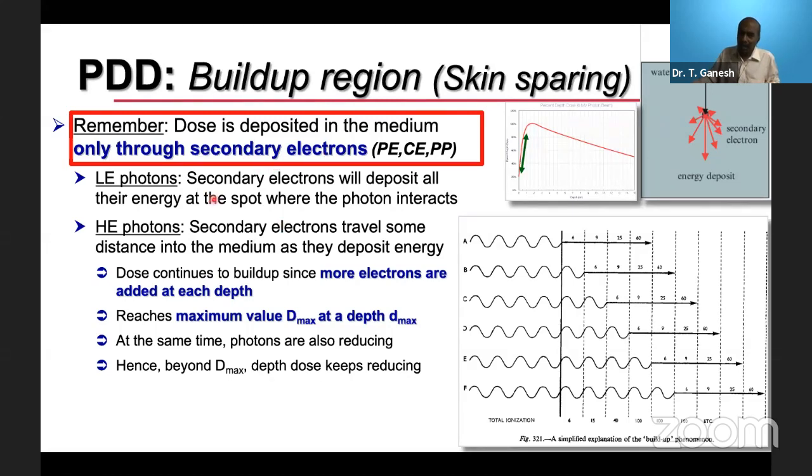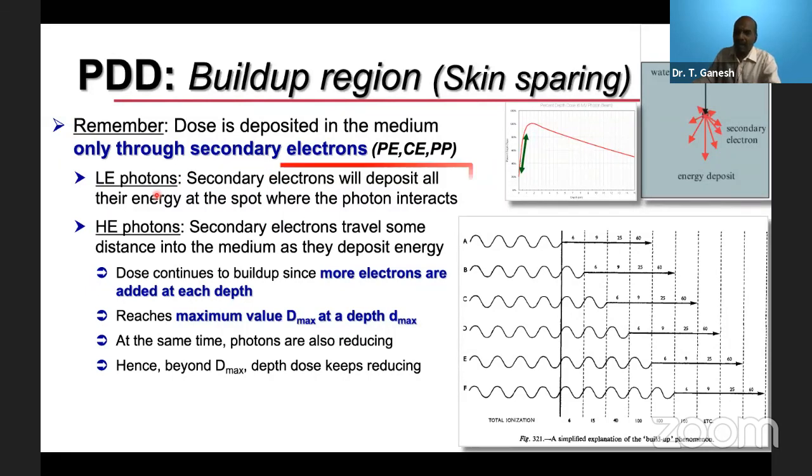Now, when it comes to low energy photons, these secondary electrons will deposit all their energy at the very spot where the photon is interacting. You see here, this is the X-ray. The X-ray is coming here, the black color ray, and that is the interaction point, and at that interaction point, the electron is emitted. When it is a low energy photon, the electron that is emitted will spend all its energy almost at the very spot where it was born.